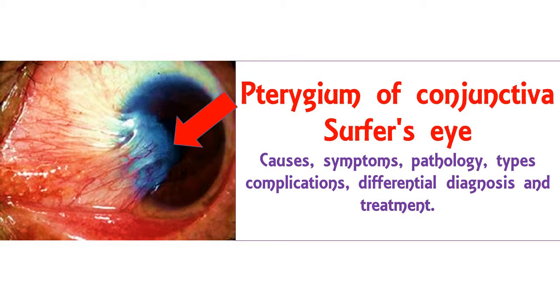Pterygium, also known as Safa's eye, is a wing-shaped fold of conjunctiva, encroaching upon the cornea from either side. This video contains information on its causes, symptoms, pathology, types, complications, differential diagnosis, and treatment.